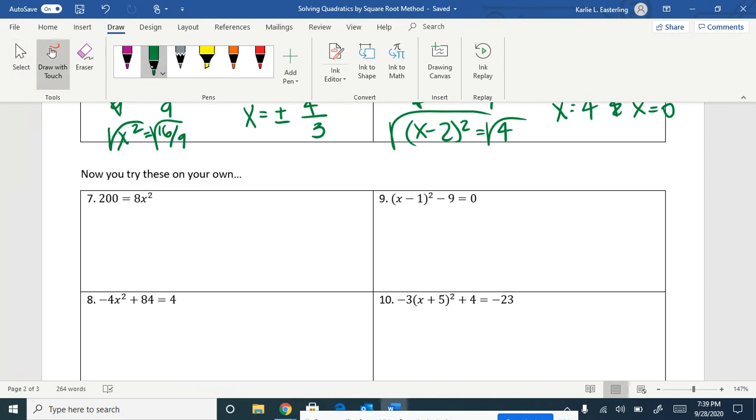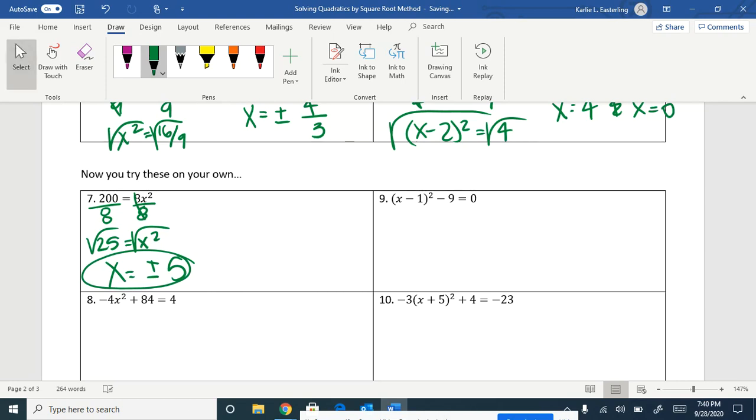All right, so the first thing that we're going to do is divide by 8, which hopefully you did. And hopefully what you got was 25 equals x squared. Take the square root of both sides. You got x equals plus or minus 5 is your final answer. And in the plan book, you'll just put x equals 5 and x equals minus 5 would probably be the best way to go about it.